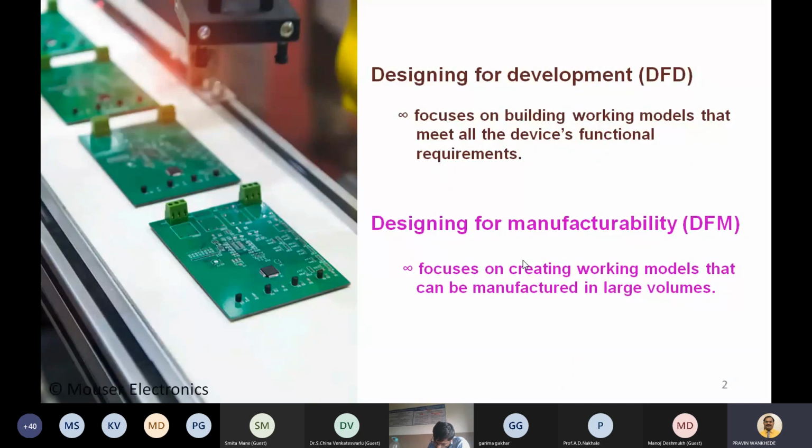When we design for development, we are generally proving that our idea will work. We try to find out what different issues or challenges there are that will help our idea work.